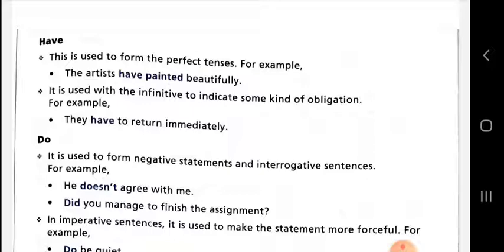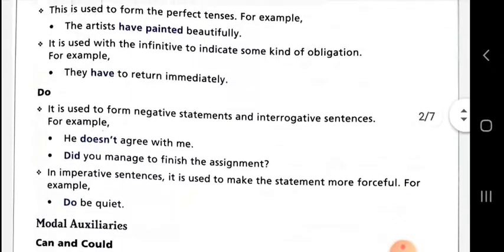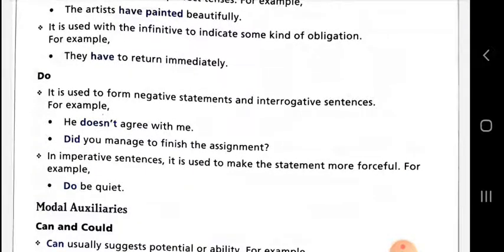For example, he does not agree with me. Did you manage to finish the assignment? Next point, in imperative sentence, it is used to make the statement more forceful. For example, do be quiet.